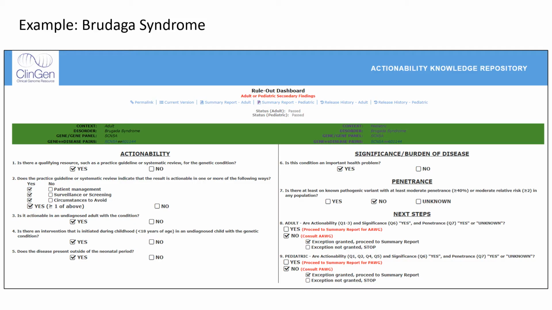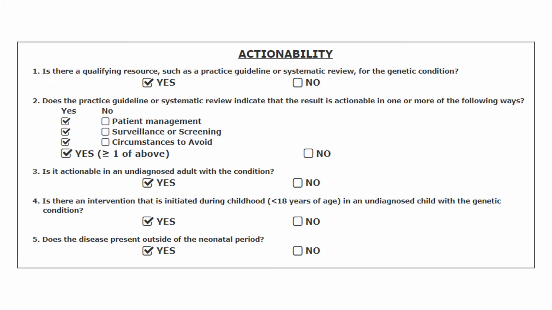So here's an example of the rule-out dashboard that we use to determine whether a gene disorder pair meets minimal criteria for actionability. So here is the rule-out dashboard for Brugada syndrome. So to zoom into the specific questions that we ask about meeting minimal criteria for actionability, there should be some sort of qualifying resource such as a practice guideline or systematic review. If that exists, we ask whether this practice guideline or systematic review actually recommends specific interventions. So it could be patient management, surveillance, or circumstances to avoid.